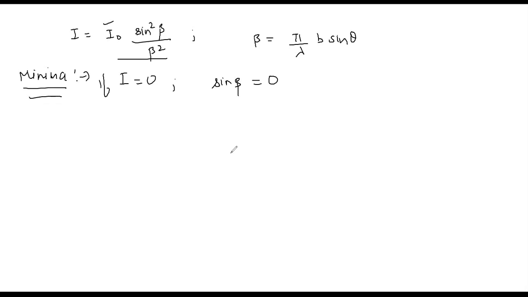But simultaneously, your beta should not be equal to 0. So you would like your sine beta to be 0, but beta should not be equal to 0. Because if your beta also becomes 0 and sine beta also becomes 0, it will become 0/0, which would correspond to an indeterminate quantity. And the condition when your beta is equal to 0 corresponds to your central maxima.